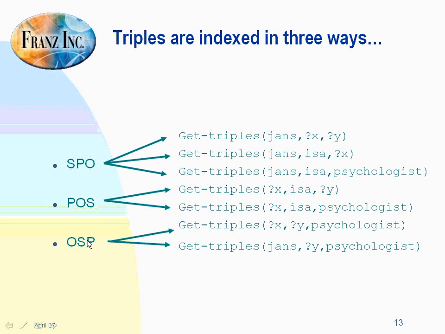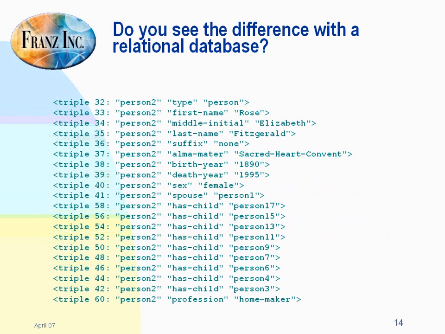Now, there's a really big difference between a triple store or a triple database and a relational database. And every time I give a presentation, people ask me, okay, can you tell me what the difference is as concisely as possible? And basically I've come up with 2 slides that I hope will demonstrate what the differences are.